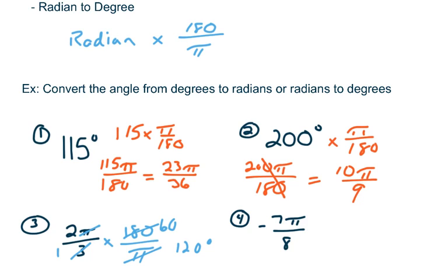Number 4, negative 7 pi over 8. Once again, we're going from radians to degrees, so we're going to take our radian measure times 180 over pi. Again, the pi's cancel out. If you just want to do 7 times 180 divided by 8, feel free. What you're going to get when you do that is negative 157.5 degrees. So if it's asking for a degree measure, you can actually do decimals. Usually with radians, we probably want to leave things as fractions.